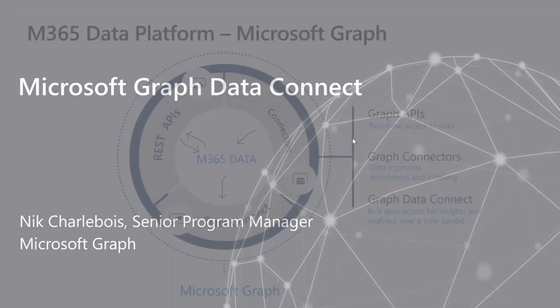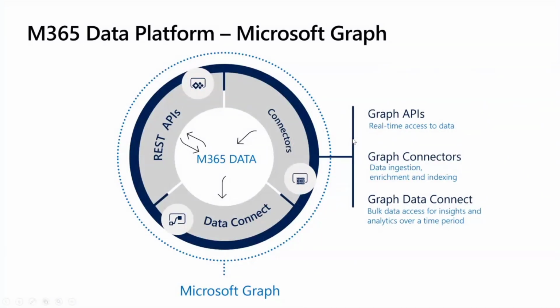Data Connect. So essentially, when you think of the Microsoft Graph story, there are really three main pieces to the entire Graph story, right? There's the REST APIs, which we're all used to, that have been around for a couple of years now. There's the Graph Connectors, which essentially does data ingestion, allows you to enrich what you have in the graph. And then there's this third piece at the bottom of the diagram here, that's Data Connect, that lets you extract information in bulk from the Microsoft Graph.